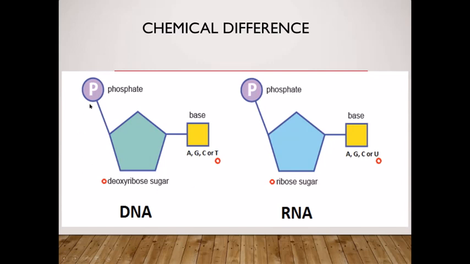Let us see the chemical difference between DNA and RNA. DNA is deoxyribose nucleic acid, so the sugar is in the form of deoxyribose, and the nitrogenous bases are adenine, guanine, cytosine and thymine. In RNA, ribose sugar is present and the nitrogenous bases are adenine, guanine, cytosine and uracil. Thymine is replaced by uracil in RNA. In both DNA and RNA, phosphate is present. So this is the chemical difference between DNA and RNA.